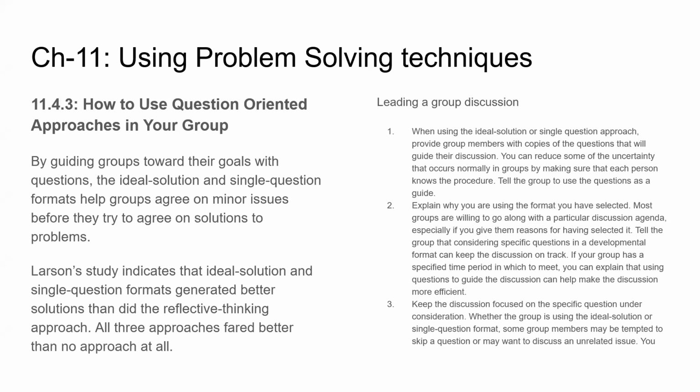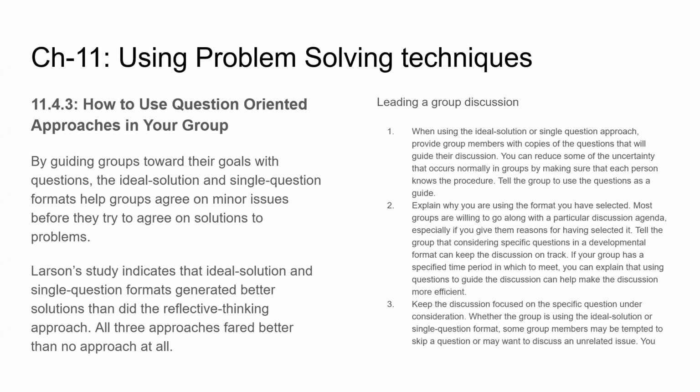You can reduce some of the uncertainty that normally occurs and make sure everybody knows the procedure. Like this: we have a list of questions, you're going to look at them and then we'll talk about the answers afterwards, and whether you want to change the questions or think they could be better, right? So let's tell the group to use the questions as a guide. As a group discussion, you're instilling the question format structure onto the group. And a lot of people are very cool with that, right? Because it'll help the group succeed.